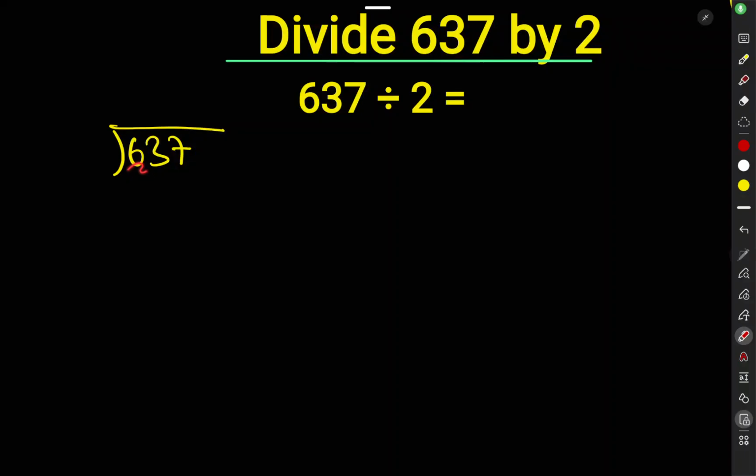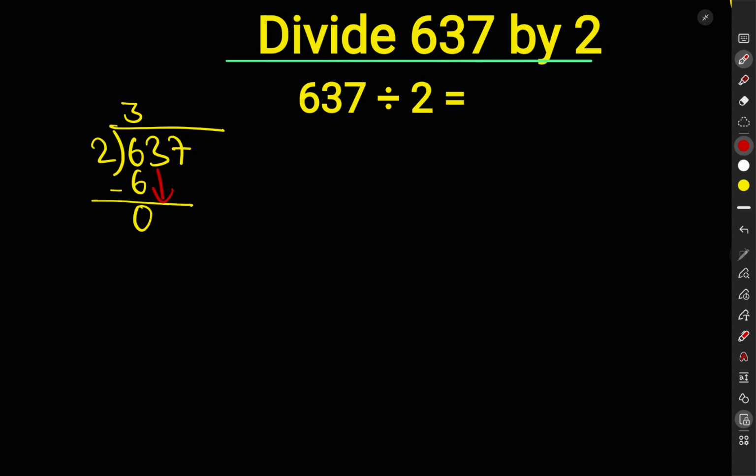We divide 637 by 2 in long division method. So 2 times 3 is 6. On subtracting we get 0.